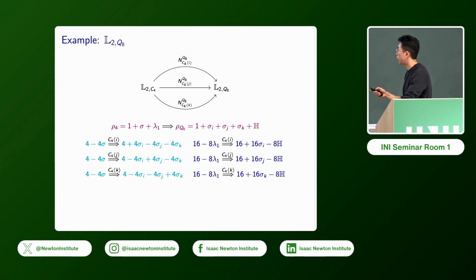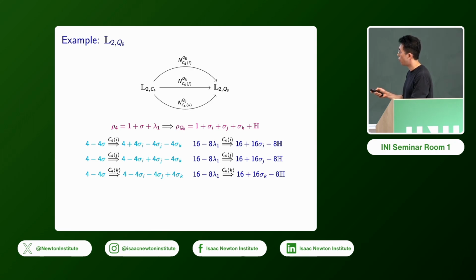If I take the regular one, then no matter which way I norm, I'm always going to get the regular one, which is 1 plus sigma i plus sigma j plus sigma k plus h. But if I take the other 2, the ones of virtual dimension 0, then when I norm it up, I'm going to get the 3 forms. So if I take the 4 minus 4 sigma, and norm it up using the C4 subgroup generated by i, the 4 becomes 4 plus 4 sigma i, and the sigma becomes sigma j plus sigma k. So this is what I get.